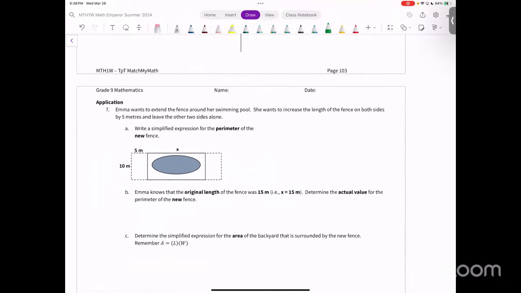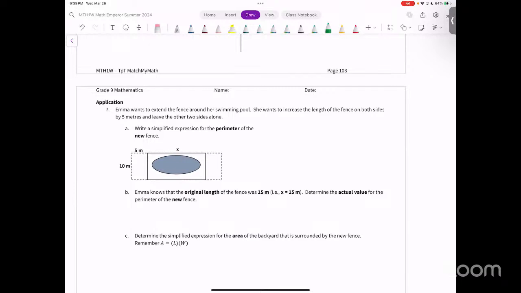Emma wants to extend the fence around her swimming pool. You can see the swimming pool in the shape of a rectangle. She wants to increase the length of the fence on both sides by 5 meters and leave the other 2 sides alone. Write a simplified expression for the perimeter of the new fence. So let's go back to see what the question is talking about.